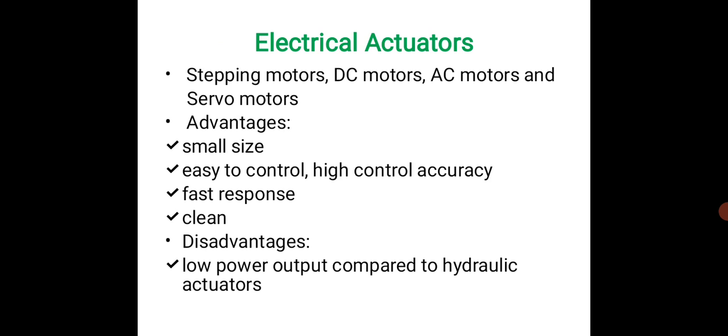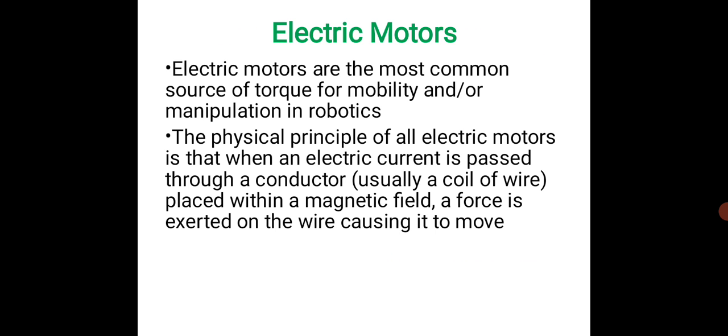Why do we go for these types of actuators or these types of motors? So it has its own advantages: small size, it is easy to control, and you have a high control accuracy. It can respond fast, it is clean. And coming to the disadvantages, it has a low power output compared to the hydraulic actuators.